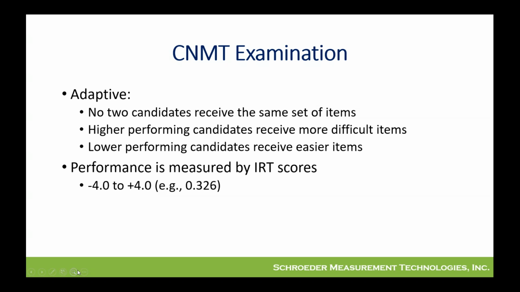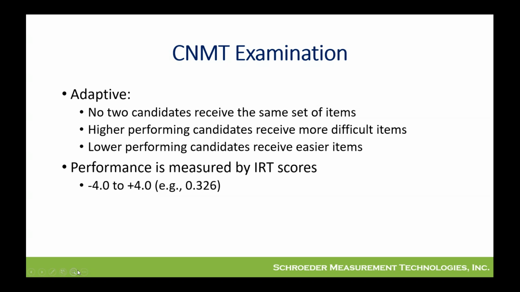CNMT is an adaptive exam, which means that if a candidate answers an item correctly, the next item will be more difficult. If they answer incorrectly, the next item will be easier. Therefore, no two candidates will see the same set of items. This also means that higher performing candidates will get more difficult items, while lower performing candidates will get easier items.